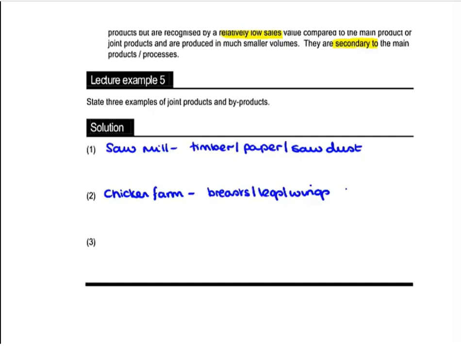One of the byproducts then could be waste from the chicken. Also, if we have oil refining, we can't separately identify the diesel and the petrol until the point of separation. And we might also produce paraffin from that refining process. So you don't need to understand how the processes work or anything like that. You just need to know that they are producing joint products, so petrol and diesel, very similar sales value, and then also those byproducts, so for example the paraffin.